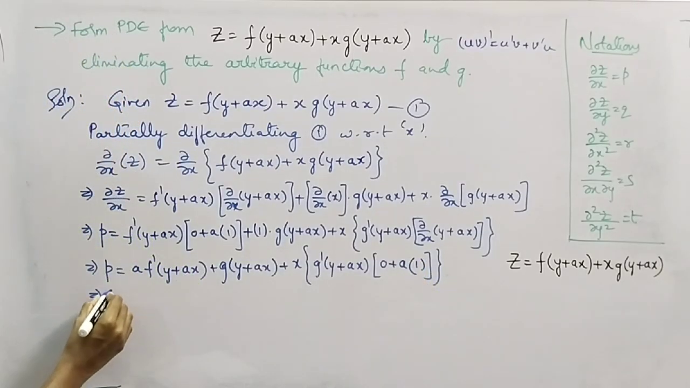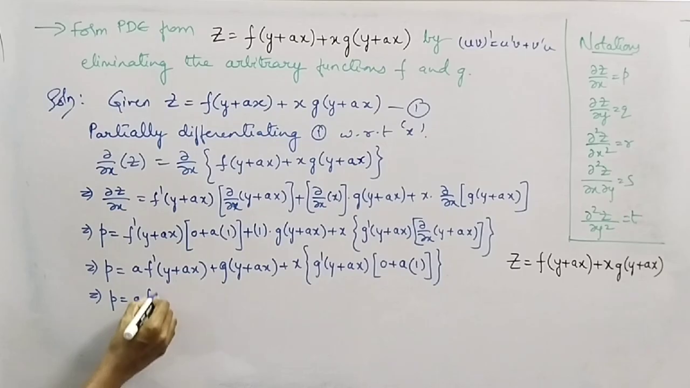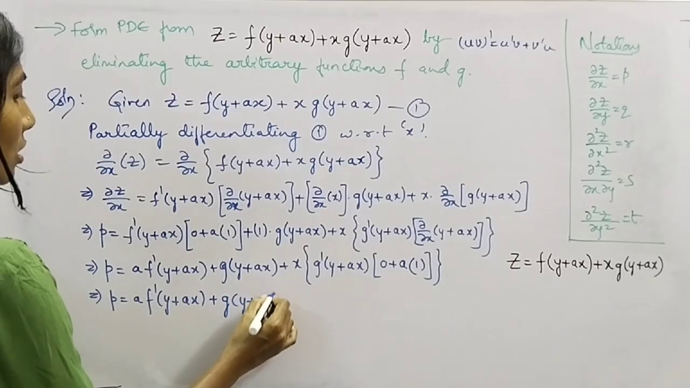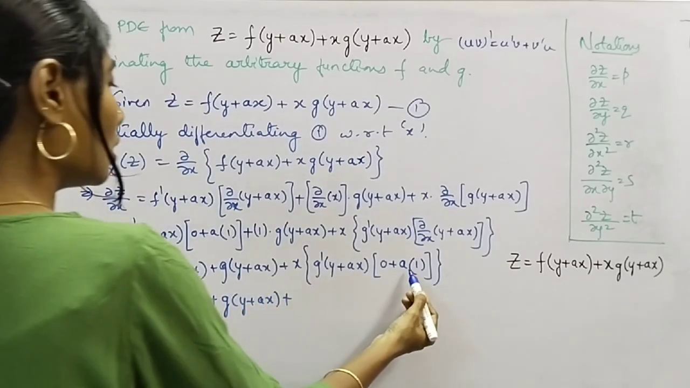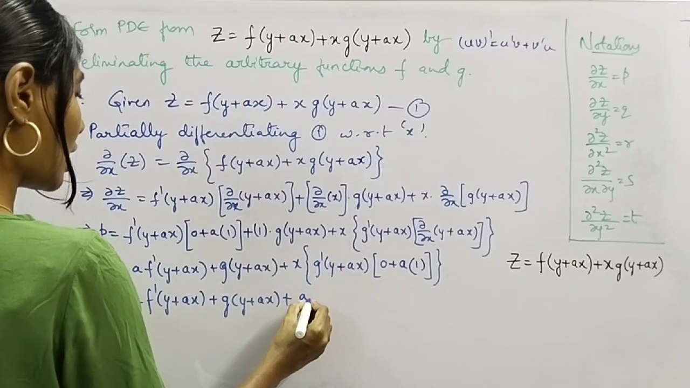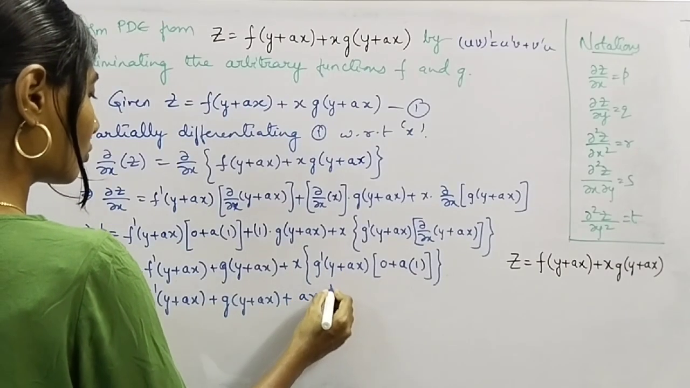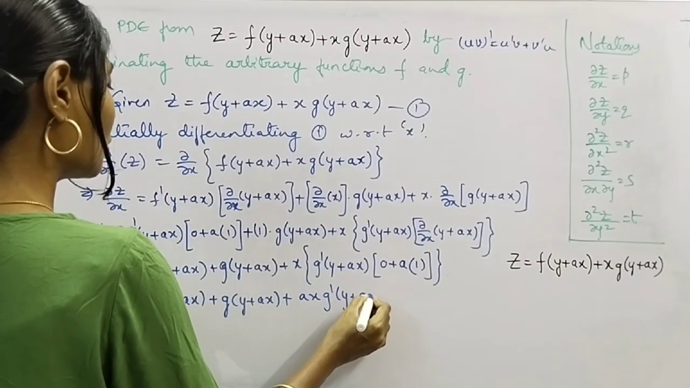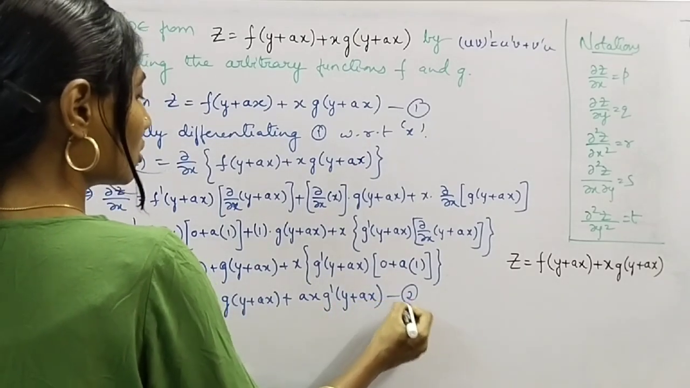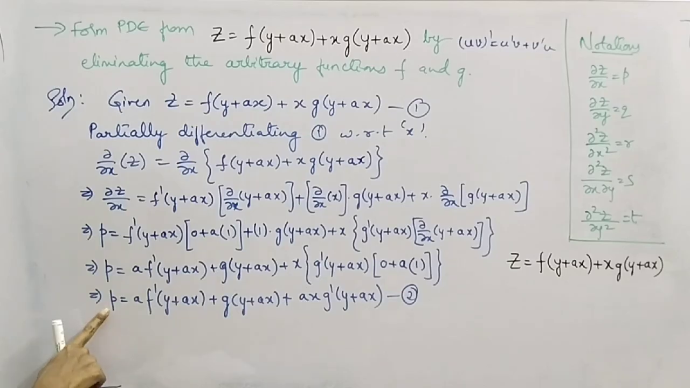This gives us p equal to a into f dash of y plus ax plus g of y plus ax plus a into x, ax into g dash. G dash is nothing but g dash of y plus ax. Now consider this as equation number 2. See, we got the equation involving p. Now we will find the equation involving q.